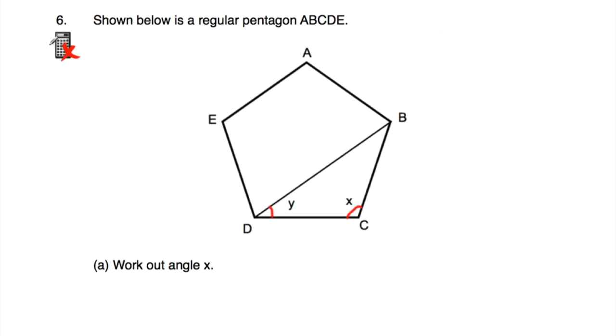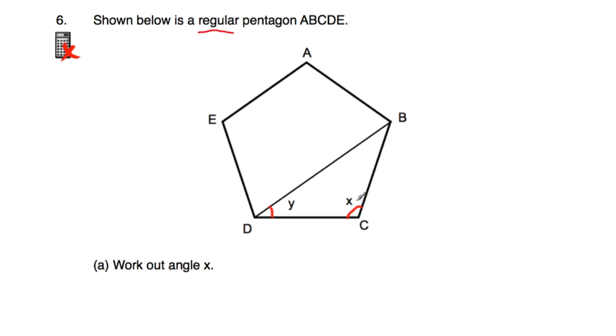Okay, let's have a look at our next question, question number six. And question number six says, shown below is a regular pentagon, A, B, C, D, E. So this is a regular pentagon. That means all the sides are the same length and each of the interior angles of the pentagon are the same size as well. And part A says, work out the size of angle X. So we want to work out the size of this angle here.